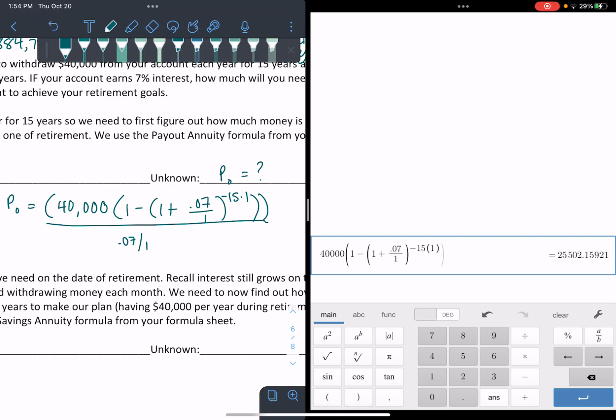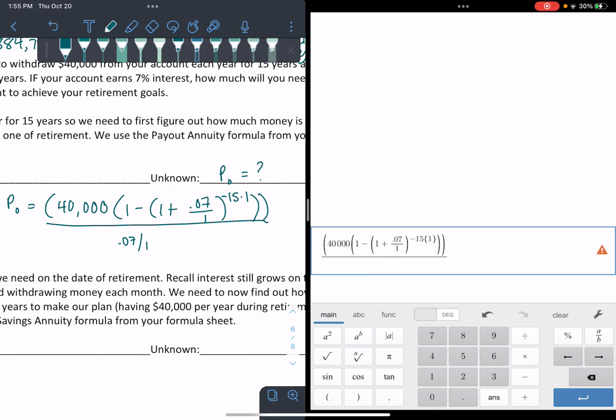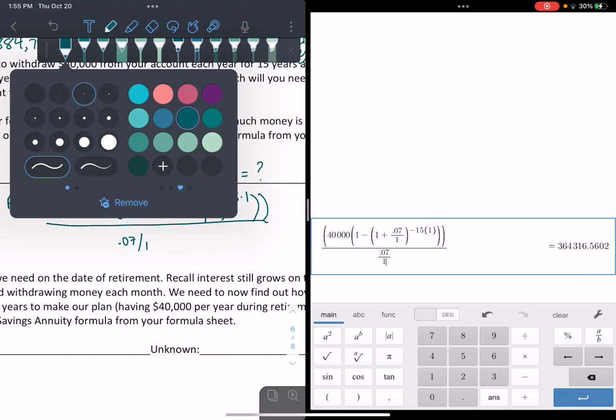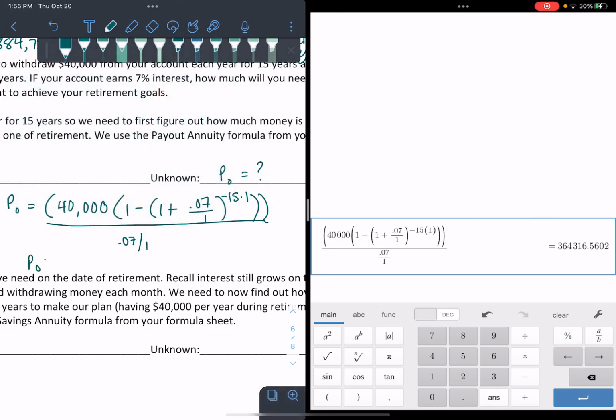Yes, that's just 15, but I'm going to write it in there so that everybody knows what I'm doing. Then that whole thing goes over 0.07 over 1. All right, so what do we get as our answer? We get that the initial amount is $316,316.56. That is how much needs to be in the account on day 1 of retirement.